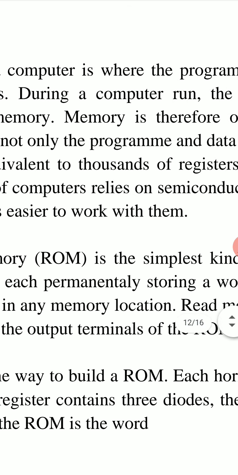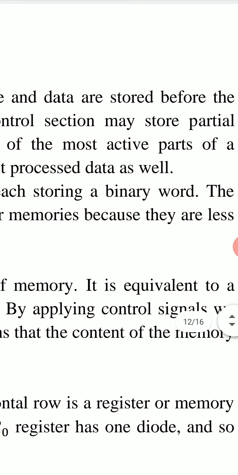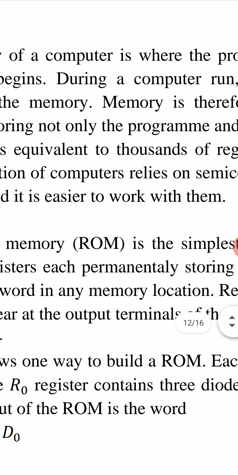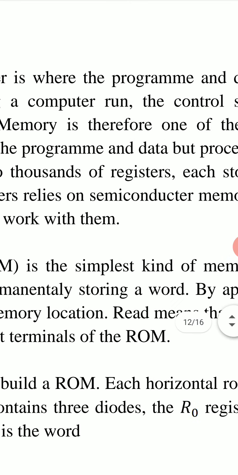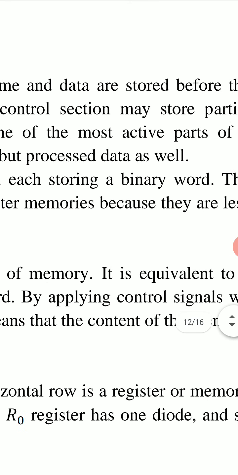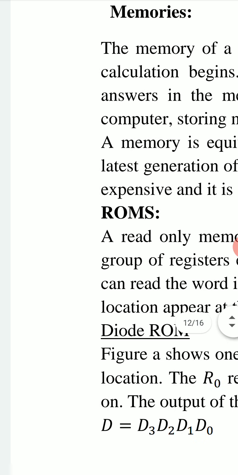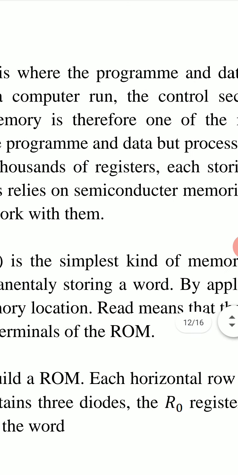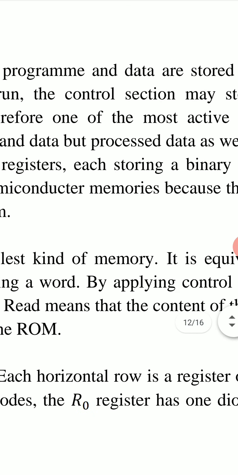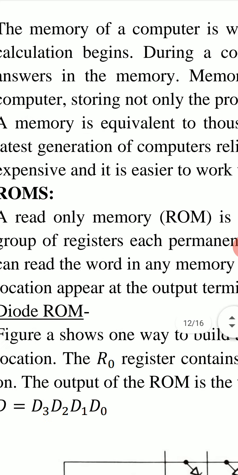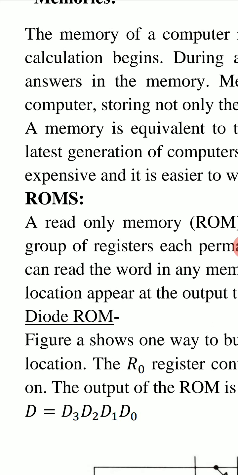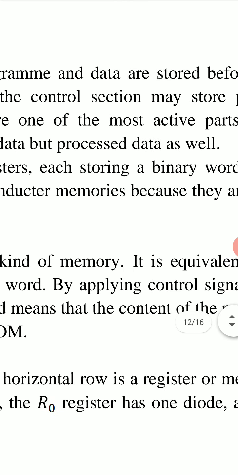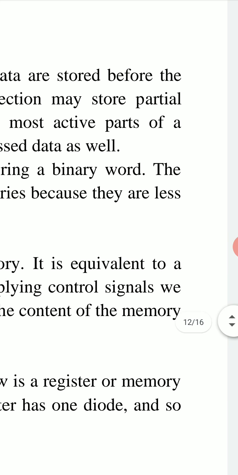During a computer run, the control section may store partial answers in the memory. So, memory is therefore one of the most active parts of a computer, storing not only the program and data but processed data as well. A memory is equivalent to thousands of registers, each storing a binary word.